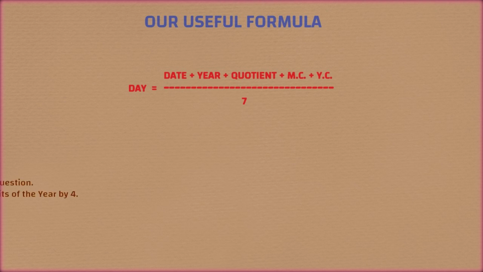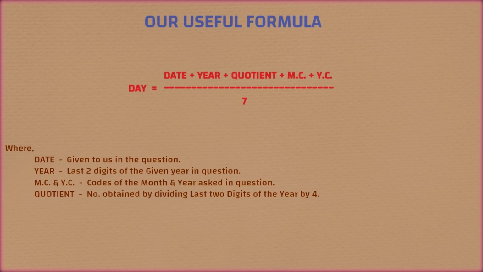Now with all these concepts refreshed, let's turn towards the formula that is going to help us in solving the calendar questions. And this is a prime formula. Date plus year plus quotient plus MC plus YC, whole divided by 7. The date here is the number that will be given in the question.